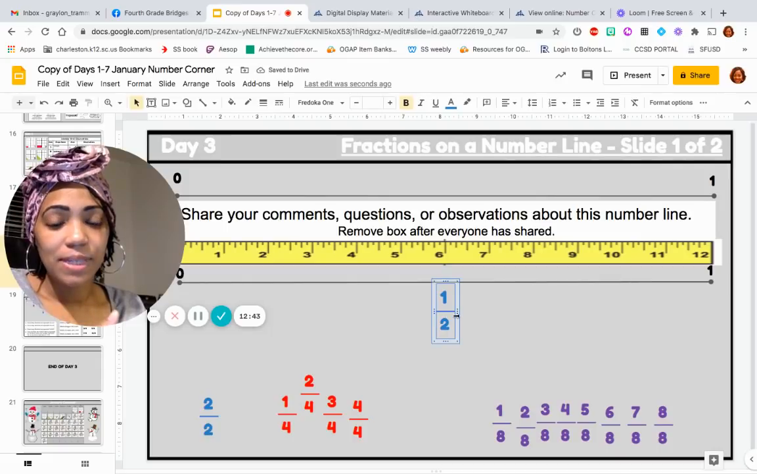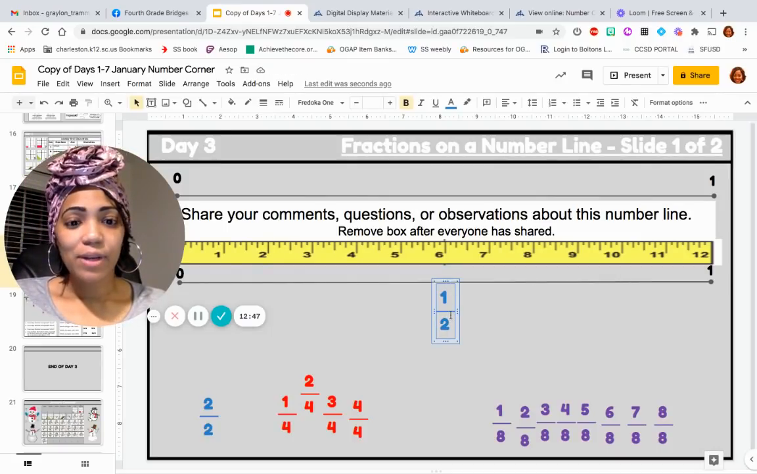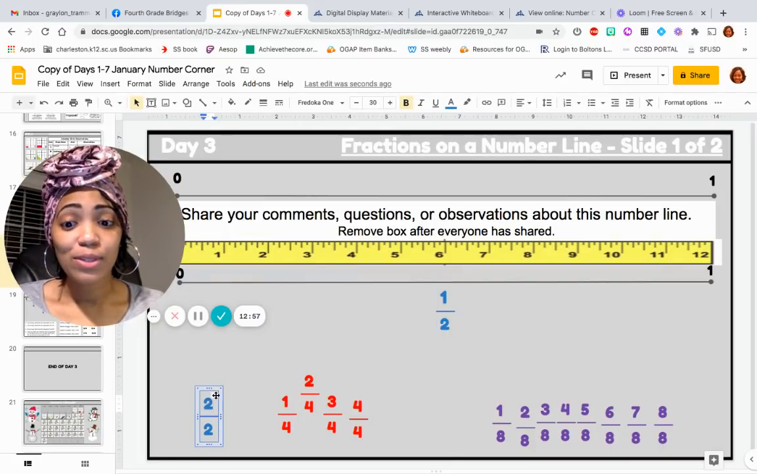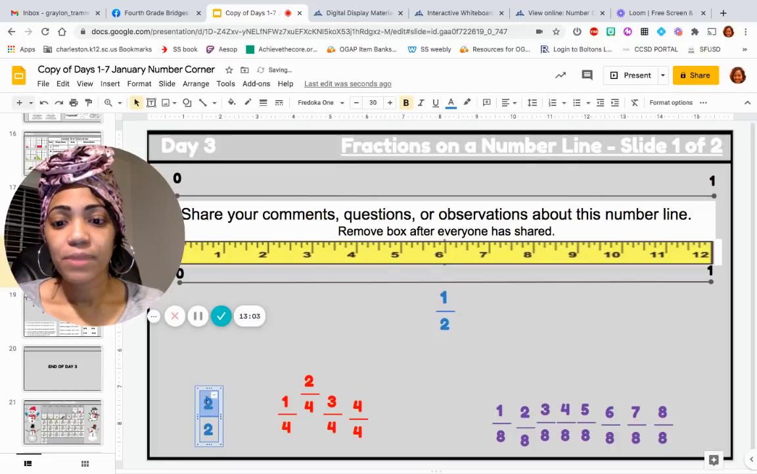All right, so I was able to move it to the 6. So now we have labeled our half, and we have another half here. Right, 2 halves. Where would I put 2 halves? Yeah, same as 1 whole. So let's move our 2 halves. And I messed it up again.